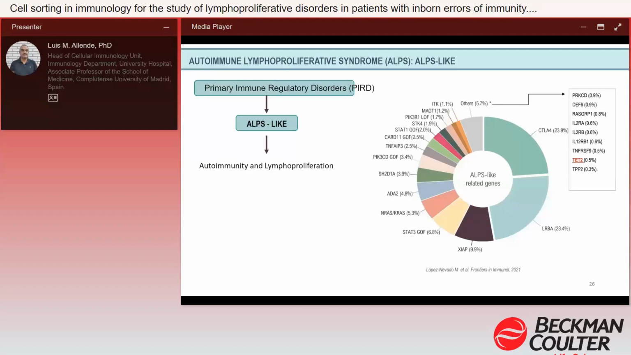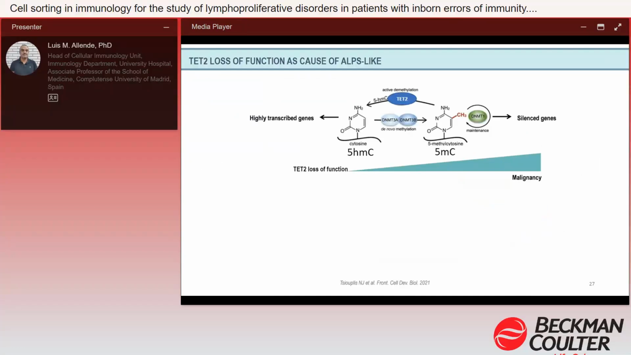In this part of the talk, I would like to mention TET2. TET2 is an enzyme belonging to the TET family that acts as a key regulator for gene expression through DNA demethylation, oxidizing the methyl group of 5-methylcytosine, known as 5-mC, to 5-hydroxymethylcytosine, known as 5-hmC. TET2 is mainly expressed in hematopoietic cells, where it plays important roles, including self-renewal, lineage commitment, and monocyte differentiation.